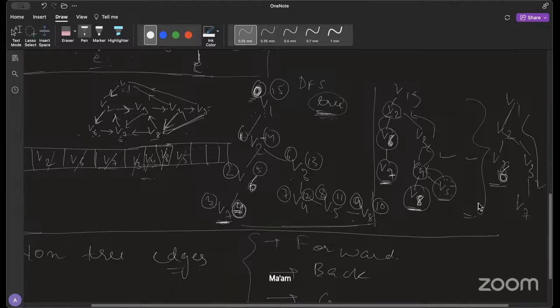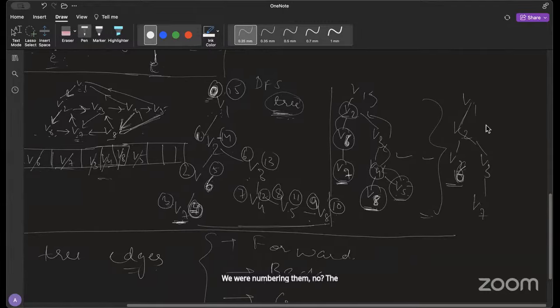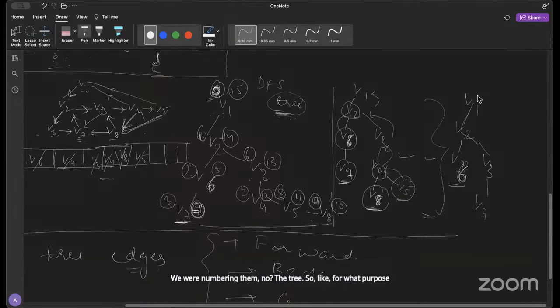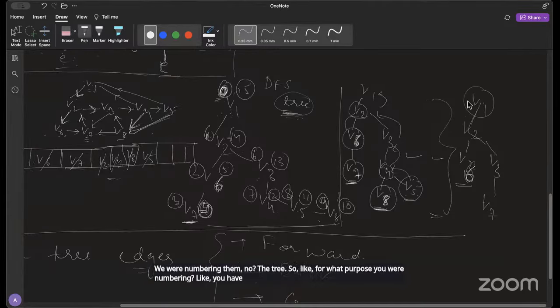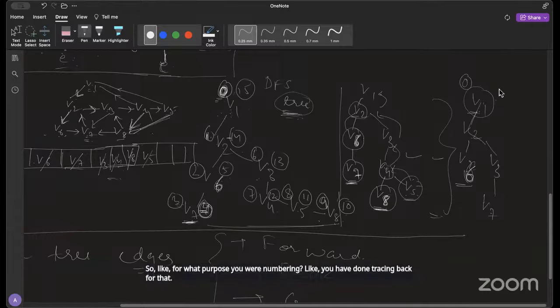Ma'am, you are numbering them just as a symbol that you have done tracing back for that? For what purpose are you numbering them in the tree? Yeah, when you visit the vertex first, you put an initial counter here, and when you are done exploring that vertex, you put the end counter, whatever that counter is.